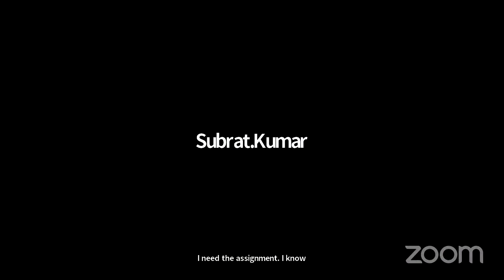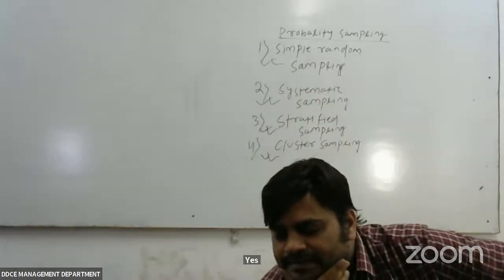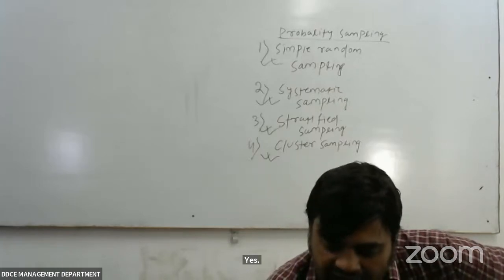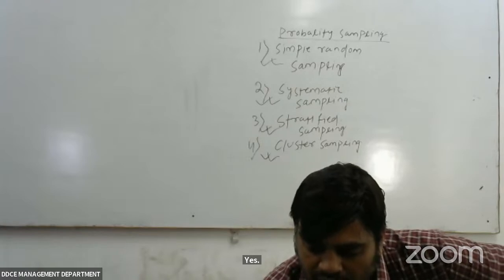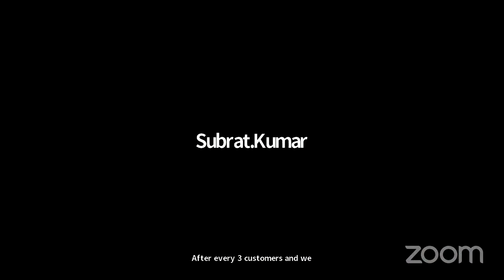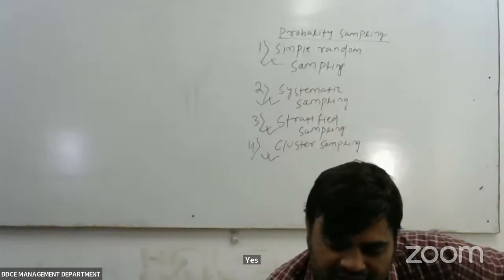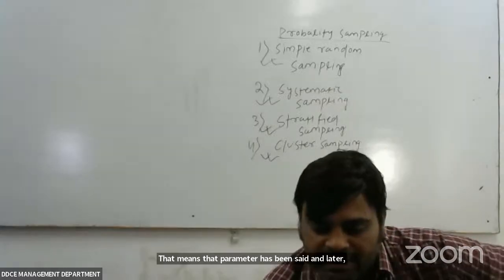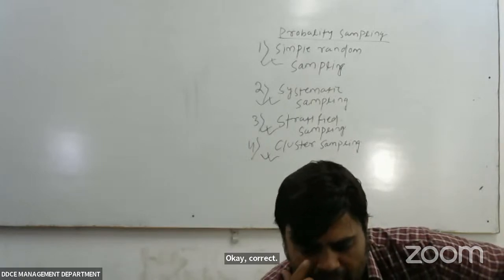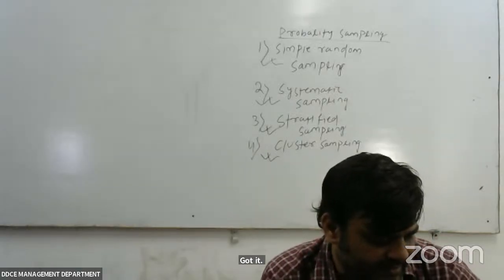Suppose I give you a task to go to the supermarket and collect data from the customer who is entering the market after every 3 customers. Are you getting my point? This is my system. That means the parameter has been set earlier, before the sampling, before the work. My sampling design is based on that. Understood? Systematic sampling. Similarly, what is cluster sampling?